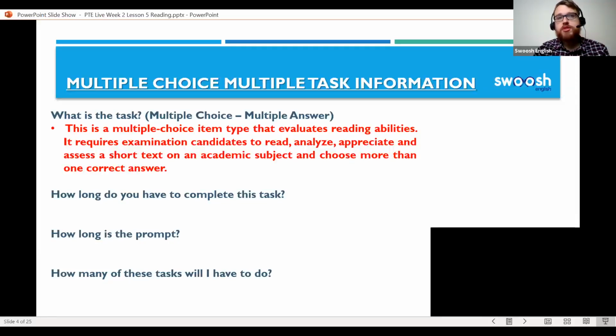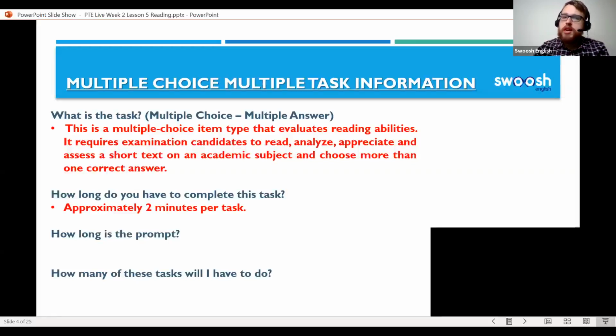So how long do you have to complete this task? Well, on average, you have about 2 minutes per task to complete every task in the reading examination. Of course, this is an average. You may be slightly slower at some tasks, you may be slightly quicker at others, but on average, if we divide all the time we have in the examination up equally, we would have about 2 minutes per task.